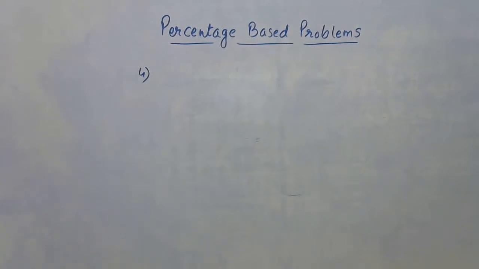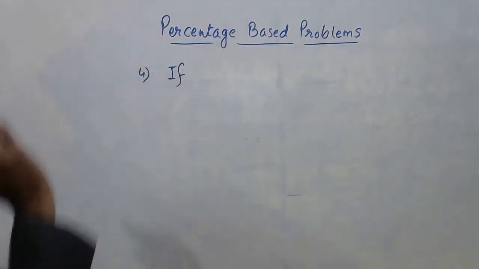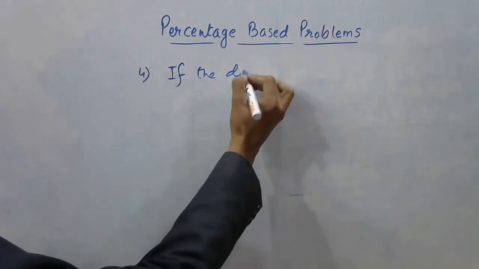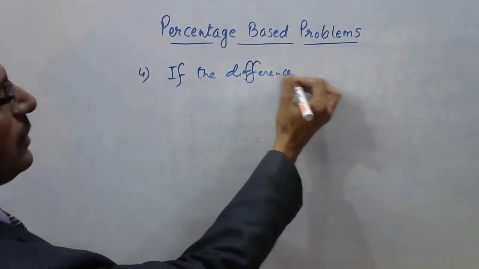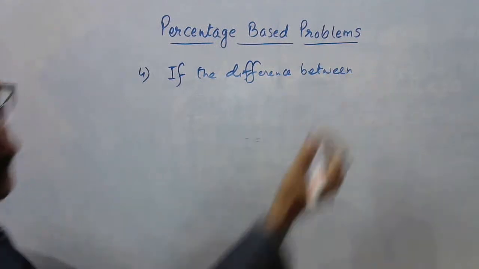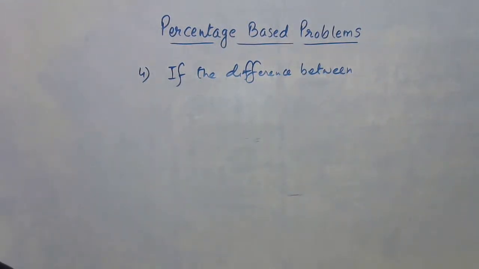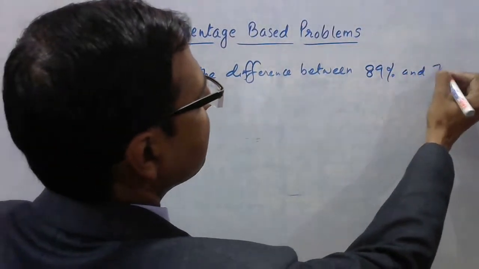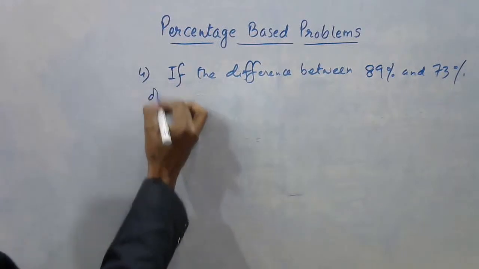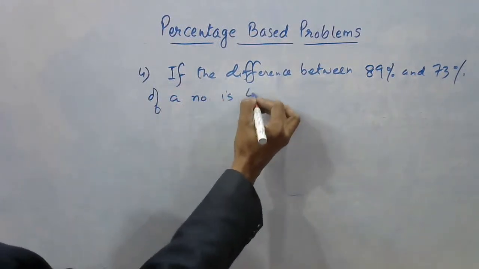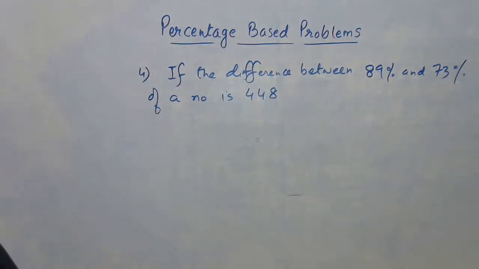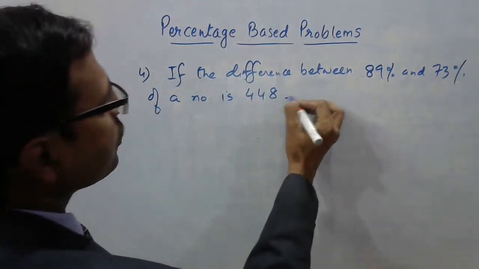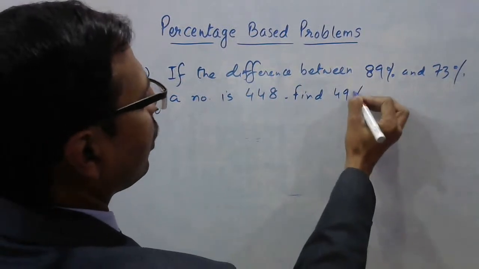Okay, now another question of percentage. If the difference between, again a question of difference between, now the difference between two particular percentages of a number is given to you in this question, 89% and 73% of a number is 448. So this is the first part of the question which is given to you. So you need to find 49% of that number.